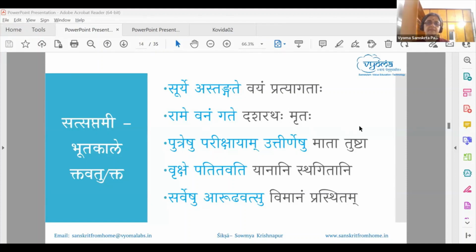Surye astangate vayam pratyagataha. We came back, we returned when the sun set. Rame vanam gate Dasharatha mritaha. Dasharatha was dead when Rama went to the forest. Correct. Do you have to say "when Rama went to the forest"? Either way you can say it. Yes, that doesn't make a difference.